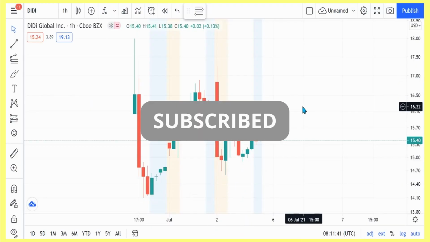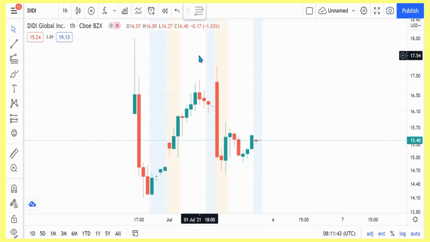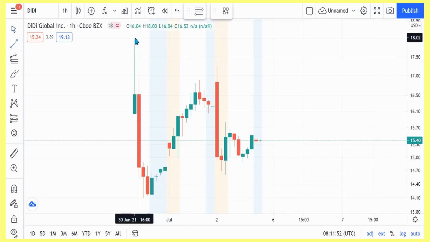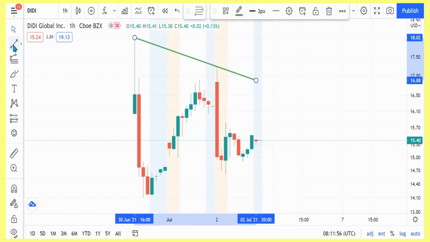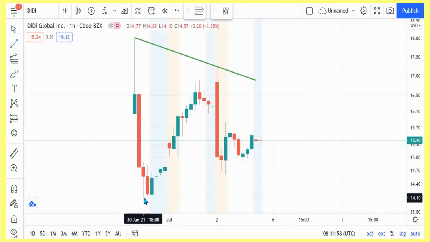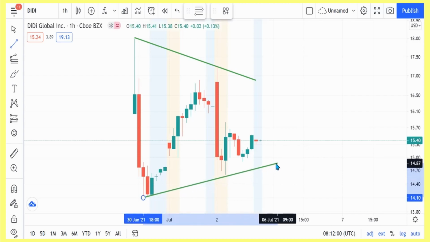Okay, so now we're going to begin our analysis. We're going to look at the trend first. What is the trend we are having here? First we will take the trend line and try to draw the trend. We'll connect the high to the high here, and then for the low we do the same. Then we connect the low to the next low.